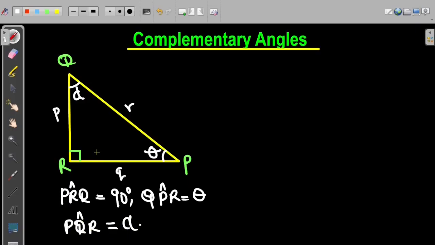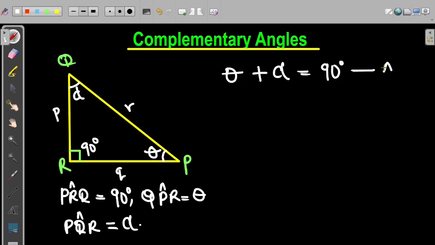But recall that the sum of the interior angles of a triangle is 180 degrees. So, if at this point we have 90 degrees, therefore alpha plus theta should be equal to 90 degrees. So we have that theta plus alpha is equal to 90 degrees.